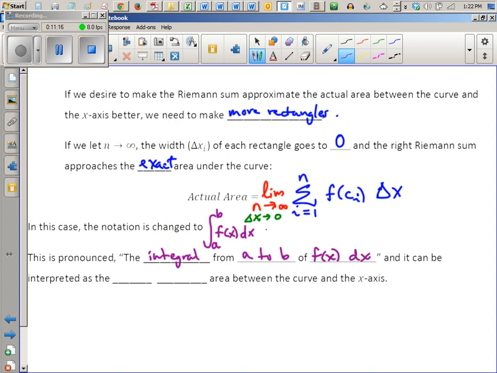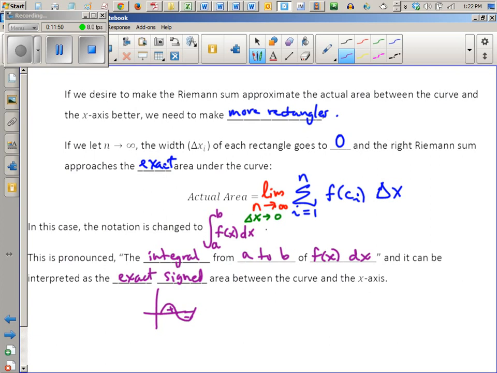That's how you read it. And it can be interpreted as the exact signed area between the curve and the x-axis. Now why do I say signed area? Because sometimes the area has a negative on it if it's under the x-axis, you remember. So signed just means some areas are positive, some areas are negative, like that. You already knew that.